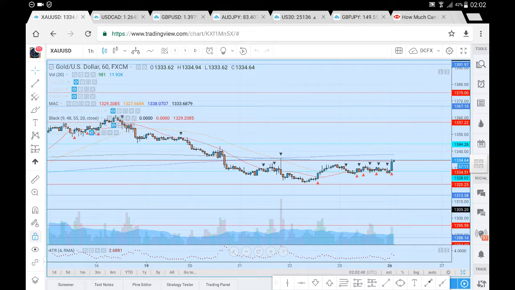So this is the XAU USD analysis for Monday 26th of February. Now let's have a look what happened with prices and where prices may likely go. So previously we saw price come down towards this 13.20. From there we've had prices move up, tested the 13.28, consolidated above the 13.28.